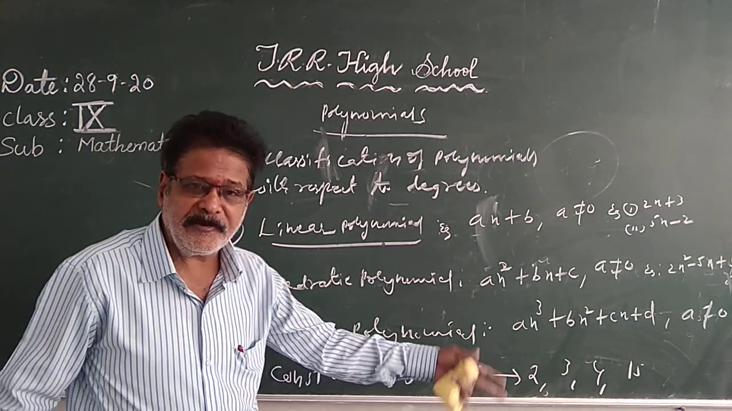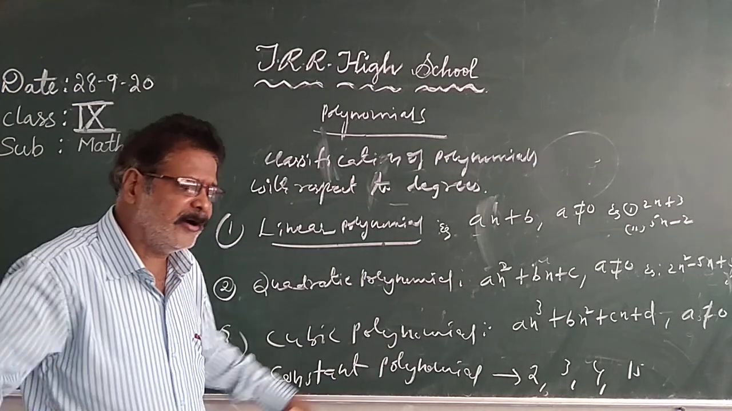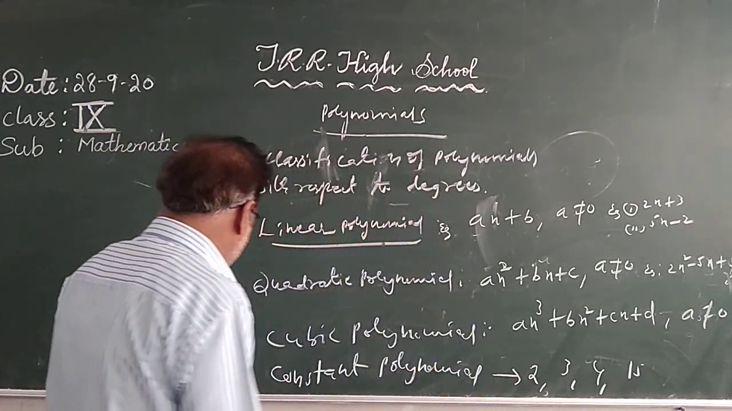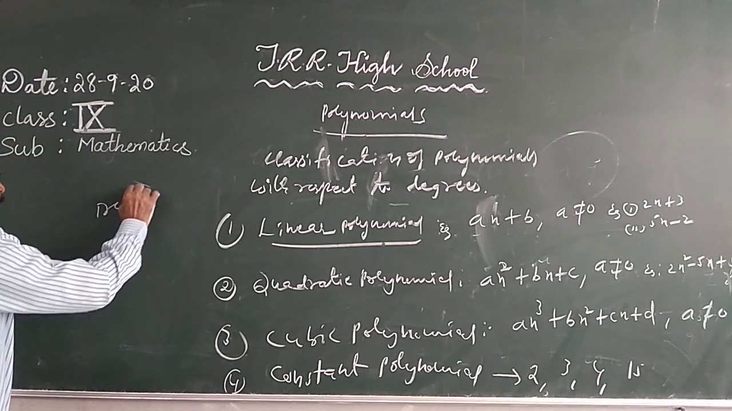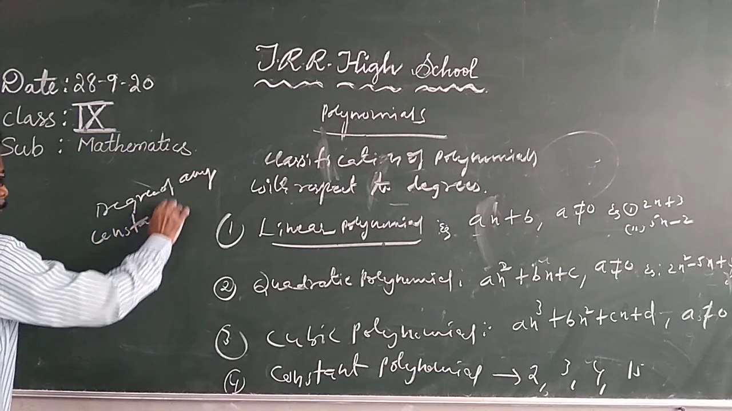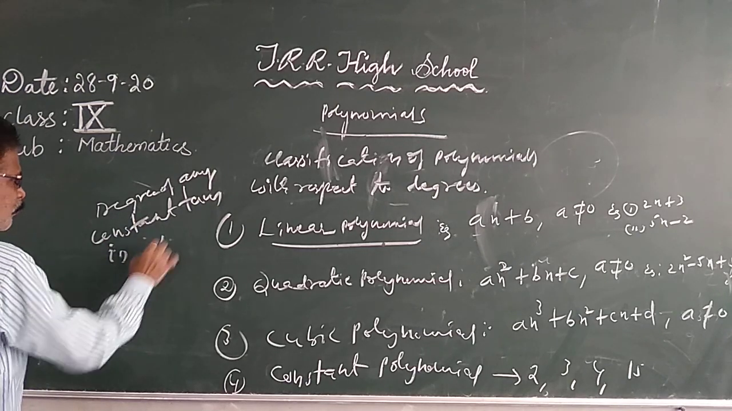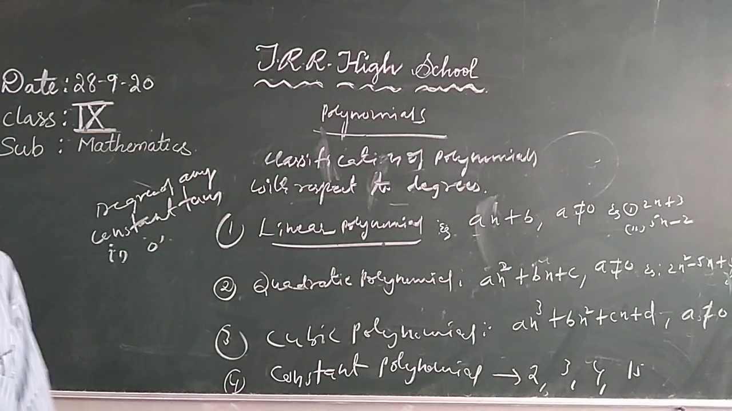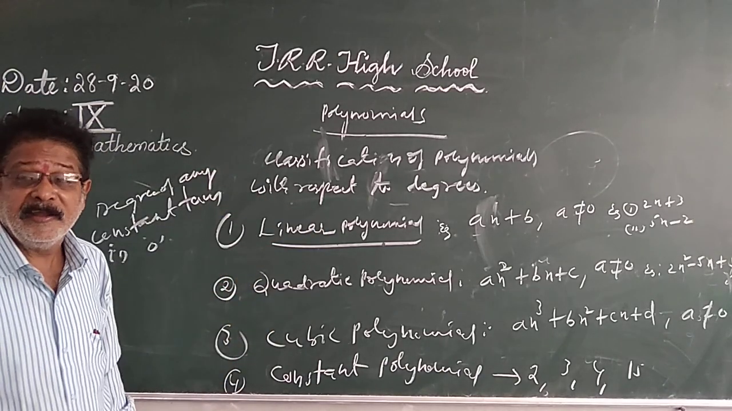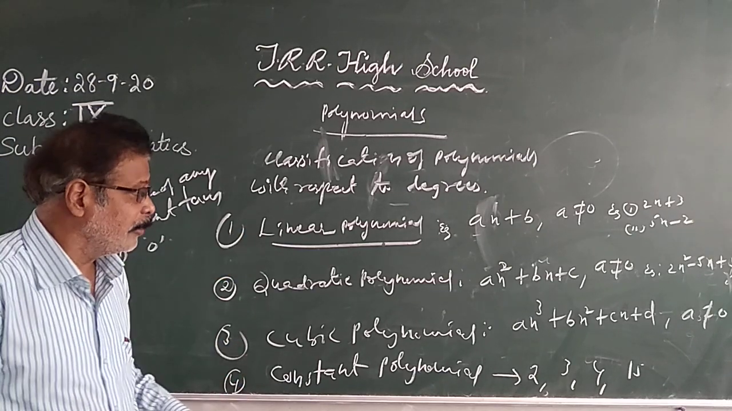So, constant polynomial means any constant number: 2, 3, 4, 5, 100, anything. The degree of any constant term is 0. Degree of 3 is 0, degree of 4 is 0, degree of 100 is 0. So this is the classification of polynomials with respect to degrees: linear polynomial, quadratic polynomial, cubic polynomial, constant polynomial.